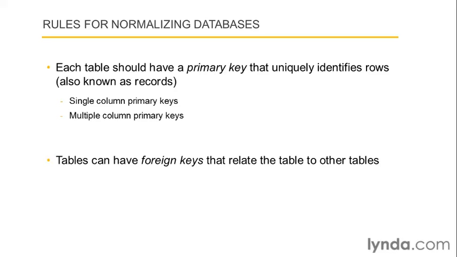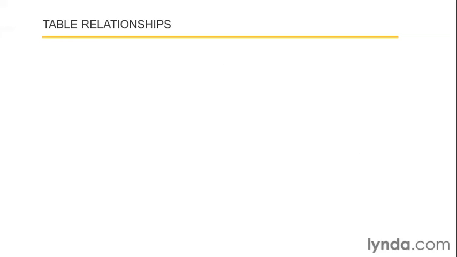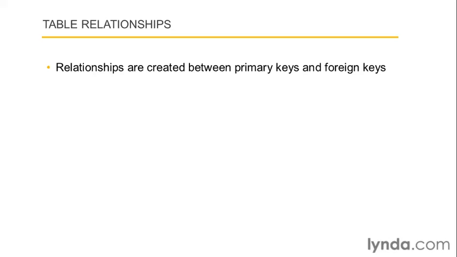In order to join tables together, you can add foreign key columns. A foreign key column in one table would match the primary key column in another table, and that would allow you to join them together as needed. Here's a way to visualize the relationship between two tables. You create the relationships between primary keys in one table and a foreign key in another table.